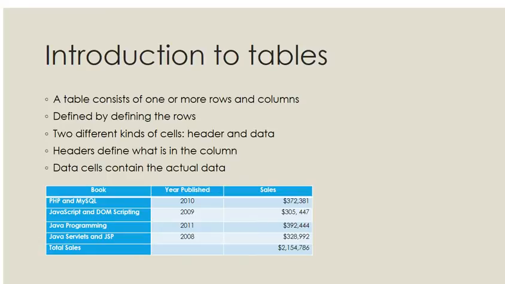And within each row, a table contains two different kinds of cells. We have header cells that identify what's in the columns and rows of tables, and data cells, which contain the actual data of the table. For example, we have three header cells right here, and then we have our data cells in the next four rows. And then we have the ending, this is actually a header cell and the ending data cell.